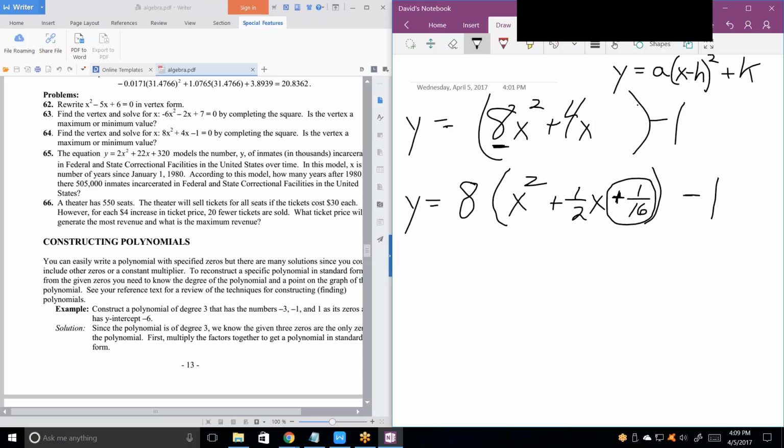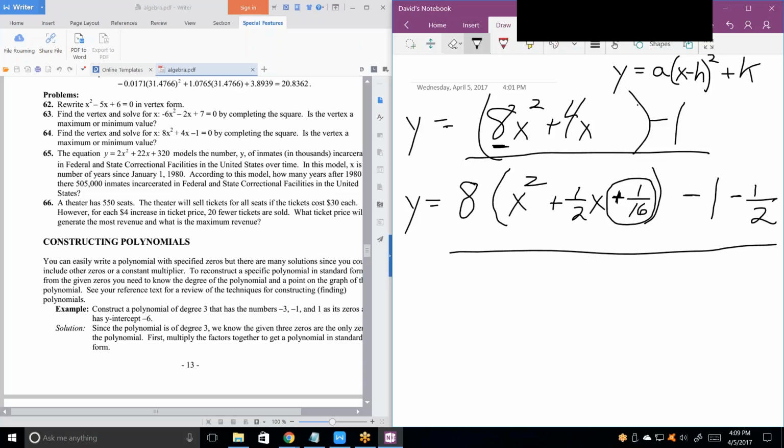8 times 16. 8/16, which is what? Just 1/2. Okay. So I have to subtract 1/2 also to the same side of the equation. Now, if I were to do all the math, that would still be exactly that. I have not changed the function, and that is the whole goal.